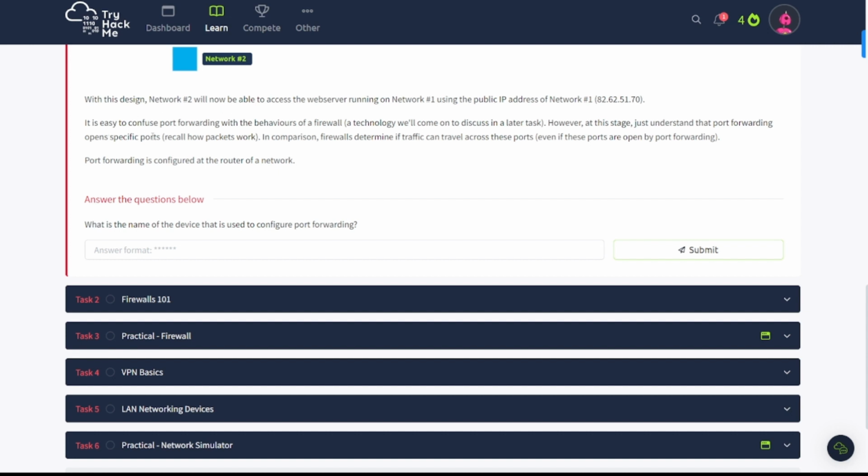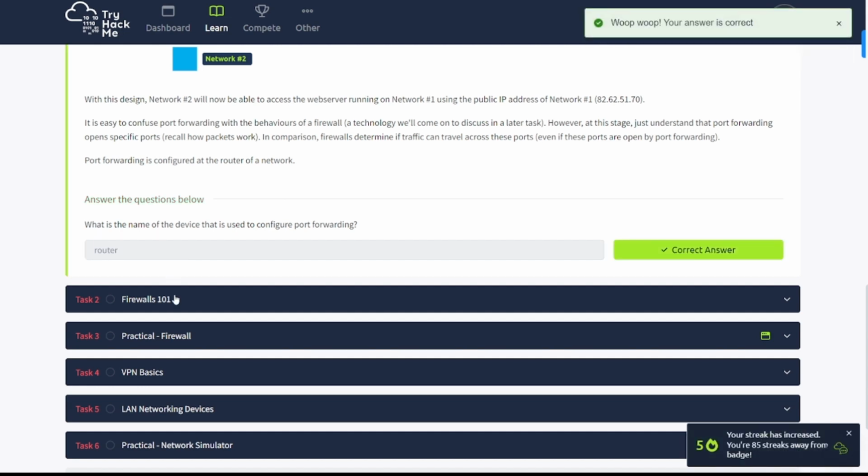It is easy to confuse port forwarding with the behaviors of a firewall, a technology we'll come across to discuss in a later task. However, at this stage, just understand that port forwarding opens specific ports. Recall how packets work. In comparison, firewalls determine if traffic can travel across these ports, even if these ports are opened by port forwarding. Port forwarding is configured at the router of a network. What is the name of the device that is used to configure port forwarding? Well, as we just discovered there, it's going to be the router, right? So there we go. Now let's continue on to task number 2.